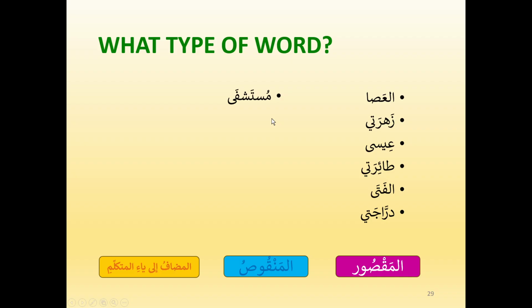Okay, what about this one? Al-Qasi. Al-Qasi is a name for someone who is hard, tough on people, that sort of character. So what sort of word is this? Al-Qasi, is it manqus? Yes, because you have a kasra and a ya at the end, correct? Al-Hawa, and maqsur. Yes, maqsur because it ends with the alif maqsura.